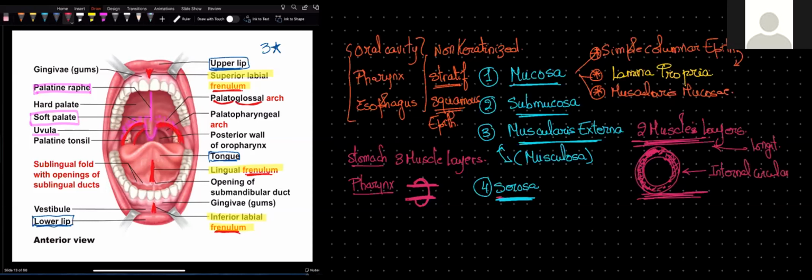And the one that appears to connect the palate to the pharynx, located posteriorly, is palato, and related to the pharynx is pharyngeal. So two arches that we can see here, one located anterior to the other. The anterior one, which seems to connect the palate to the tongue, is called the palatoglossal arch, and the posterior one, which appears to connect the palate to the pharynx, is my palatopharyngeal arch. Located in between, we have the tonsils.